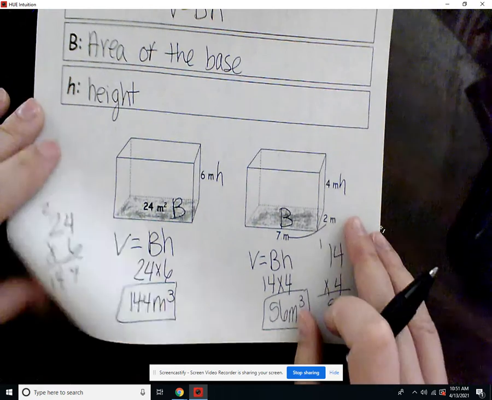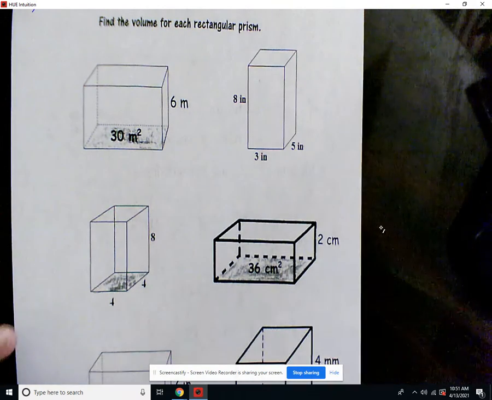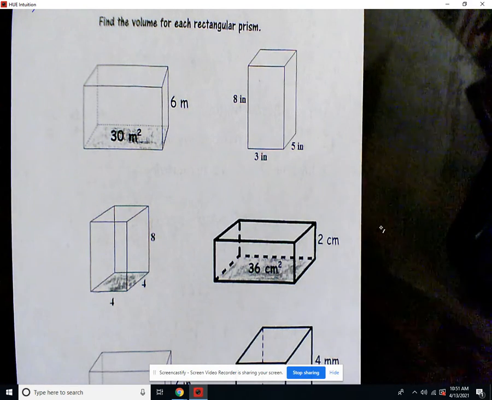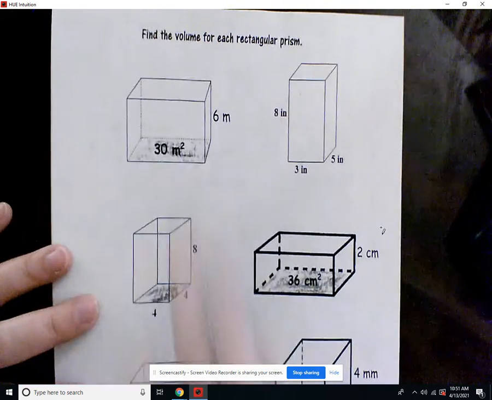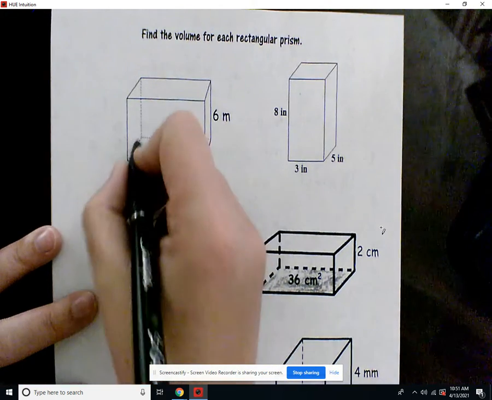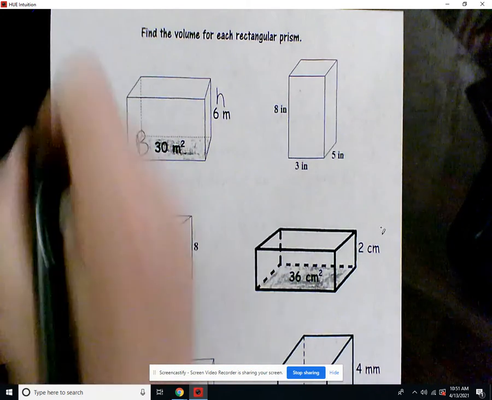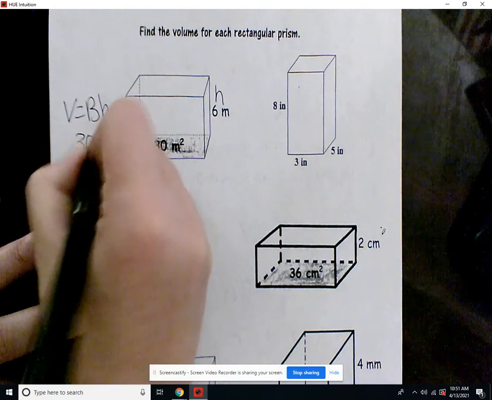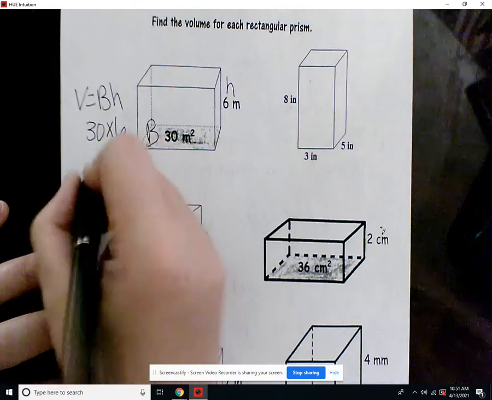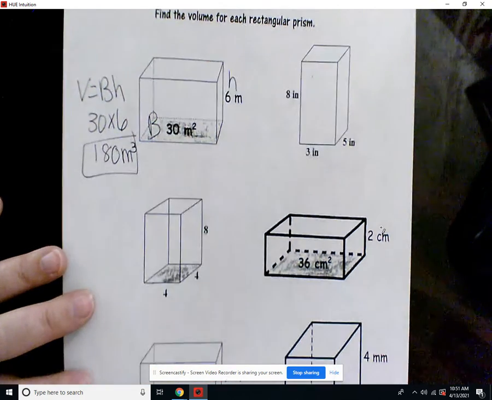Okay, so let's look at some more examples. When you were in 5th and 6th grade, you learned about volume. It was length times width times height. So that's what we're doing. We're just calling it V equals big B H. Again, when it has the m squared, that's already done for us. So there's your base, there's your height, and then we just multiply. Big B is 30, height is 6. 30 times 6 is 180 meters cubed.